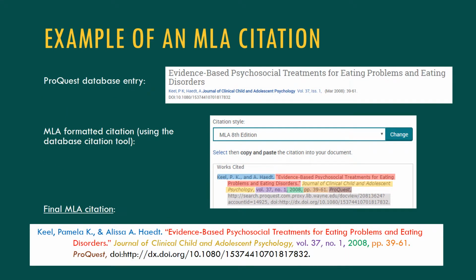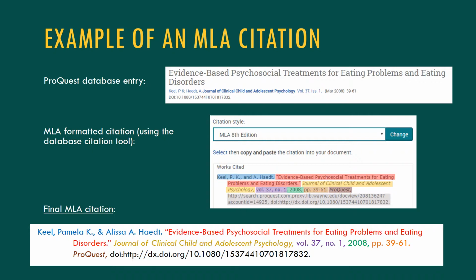Here is an example of how to take the citation information you find in your database search results and turn it into a properly formatted MLA citation for your paper or project. The first image displays article information found in a ProQuest database entry. The second image displays the citation created by the database's citation tool.